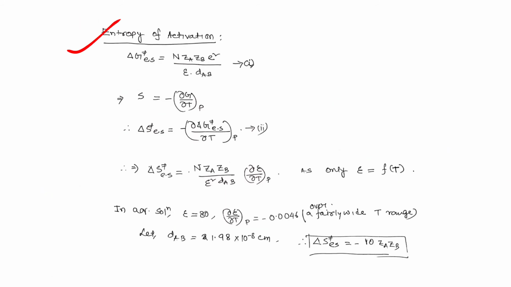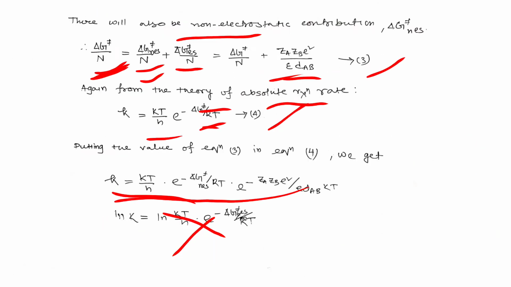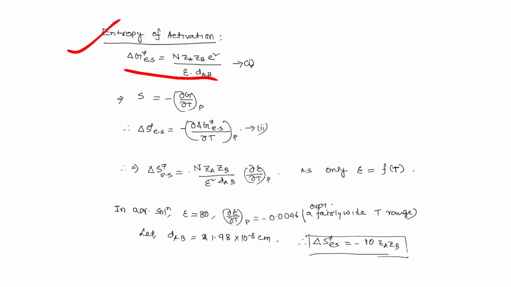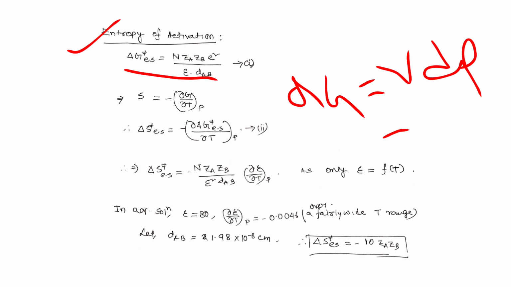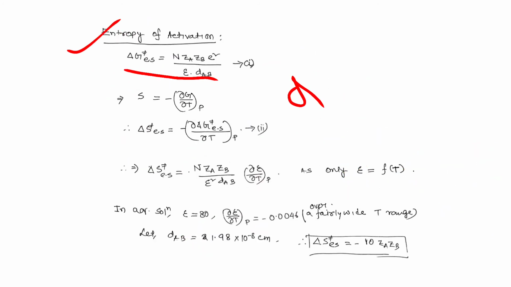Next we will calculate the entropy of activation. So how? We know this one, as earlier we derived this equation. Again, we know that dG is equal to V dP minus S dT. From here we can get S equals to this one. So S equals minus delta G by delta T at constant pressure.